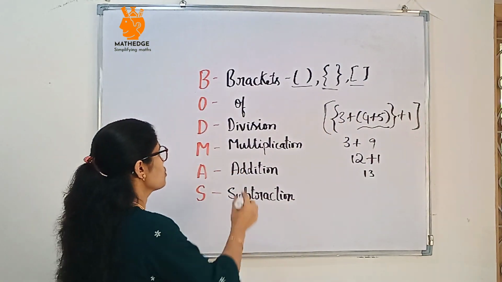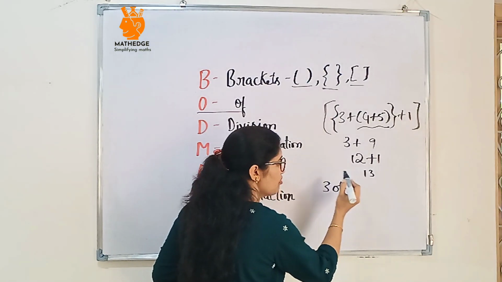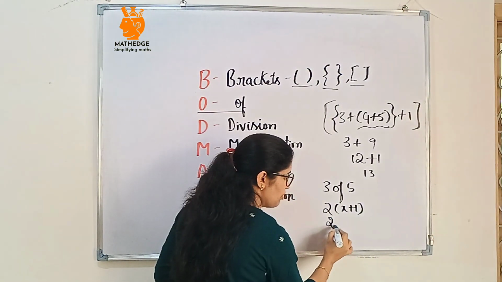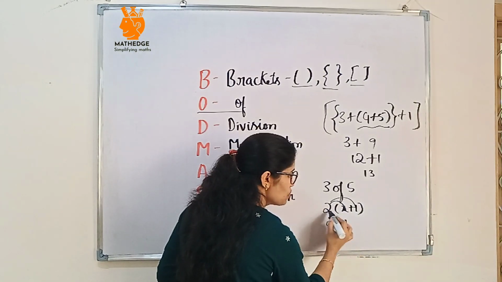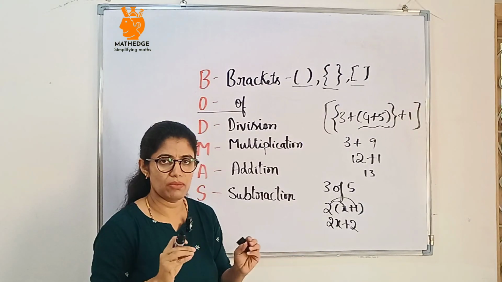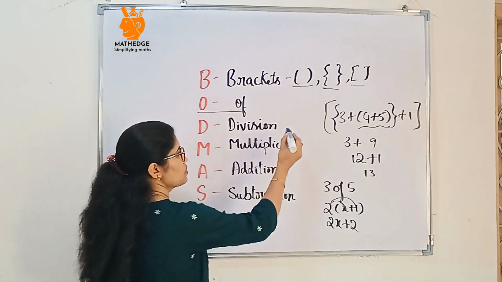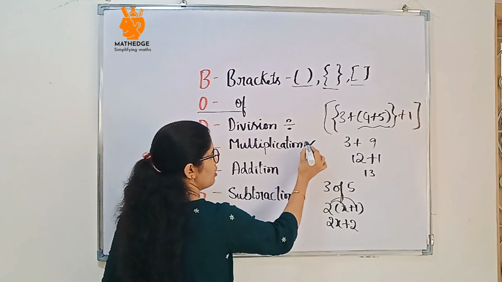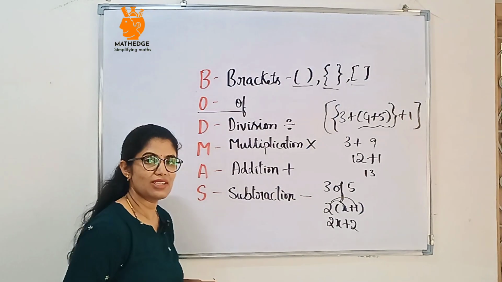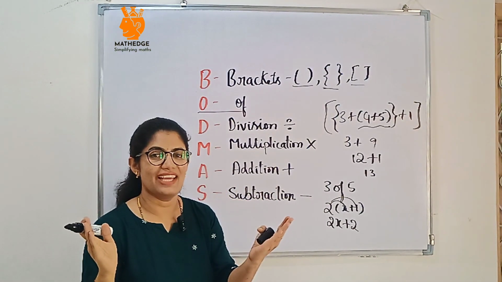Next, O stands for of. It means like 3 of 14, or 3 of 5, or like 2 of (x plus 1). How do you simplify this? You write 2x plus 2 into 1 is 2. So we will consider it like this if you have an 'of' in the problem, as with brackets. Next, D stands for division. I think you know that. M stands for multiplication, A stands for addition and S stands for subtraction. You just need to follow the order of operations, then you will always get the correct answer.